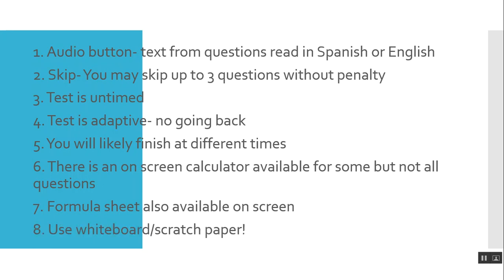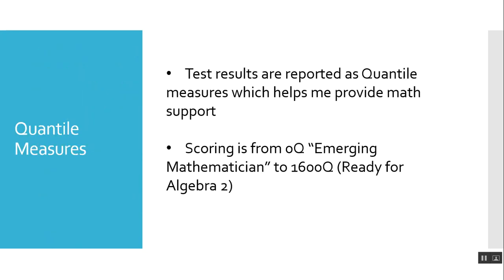And then please, please, please use whiteboard or scratch paper. You don't need to turn anything in to show your work, but I would like you showing your work because that's really the best way that we're going to be working through these math problems. A little bit more about how it's scored. The test results are reported as quantile measures, which helps me provide you math support and see which areas we need more help in, which areas we're proficient in, and then it gives you a score ranging from 0 to 1,600. So that would be like you're ready to enter Algebra 2. At the end of the year, we want to be about 950 to 1,050.